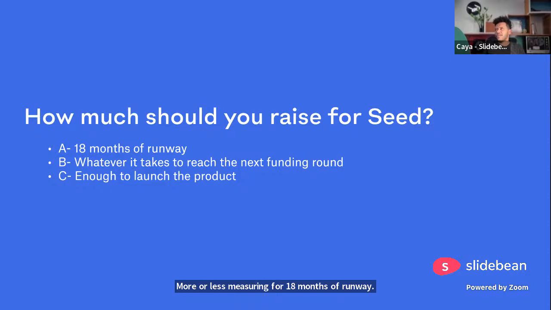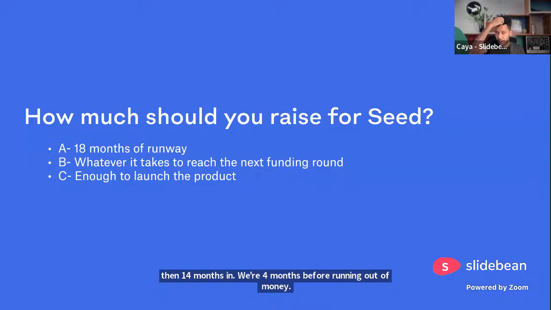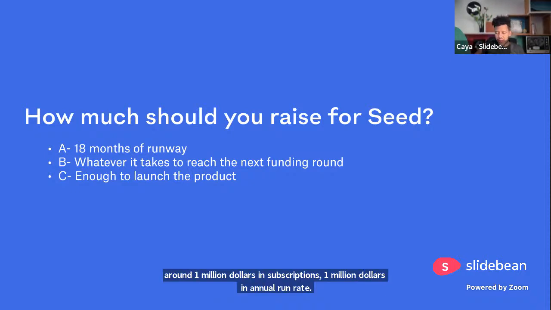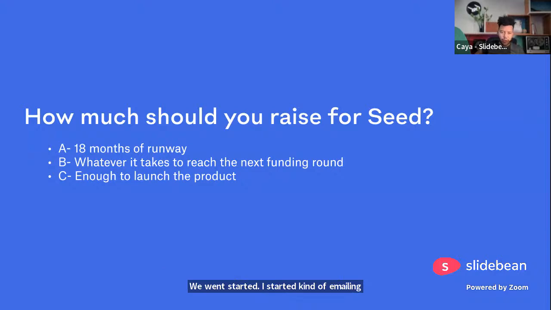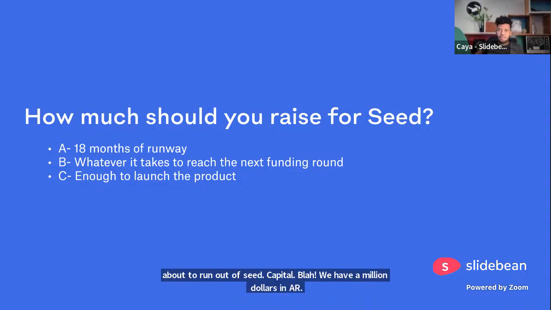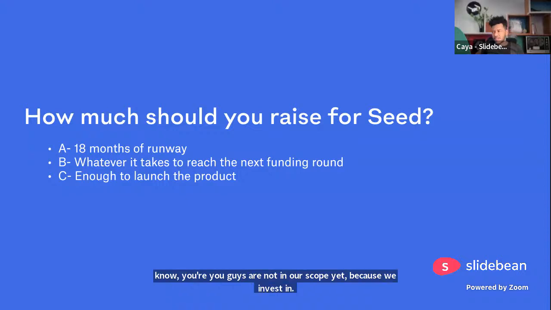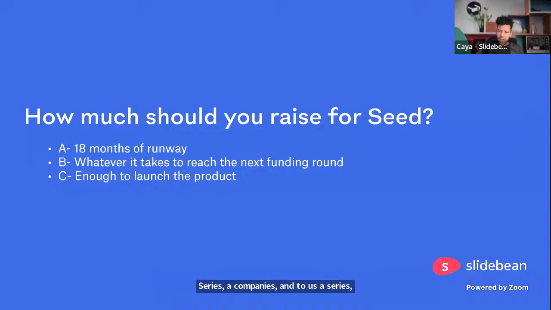And then 14 months in, we're 4 months before running out of money. We have revenue, and revenue is growing. We had about $1 million in subscriptions, $1 million in annual run rate. I started emailing investors again saying, hey, we're ready for our Series A. We're about to run out of seed capital. We have $1 million in ARR. And most investors, if not all of them, said, hey, that's really cool. Congrats. But you guys are not in our scope yet because we invest in Series A companies, and to us, a Series A company is usually a company with $1.5 million, $2 million in subscriptions, not one.